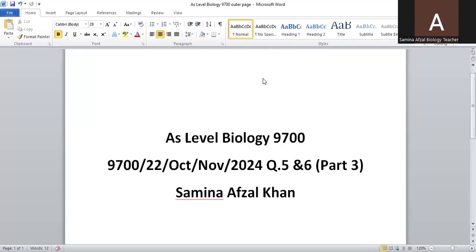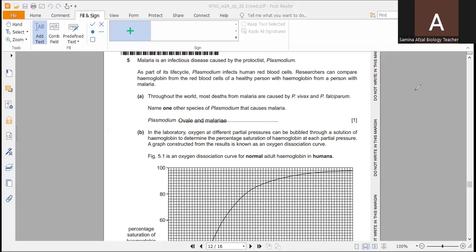AS Level Biology 9700, Paper 2, Variant 2, October November 2024, question number 5 and 6. First of all, we will discuss question number 5. Question number 5 is: malaria is an infectious disease caused by the protoctist Plasmodium.